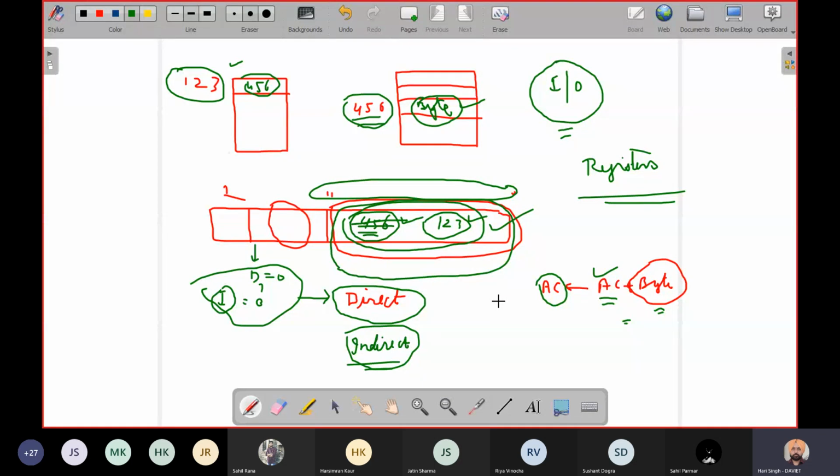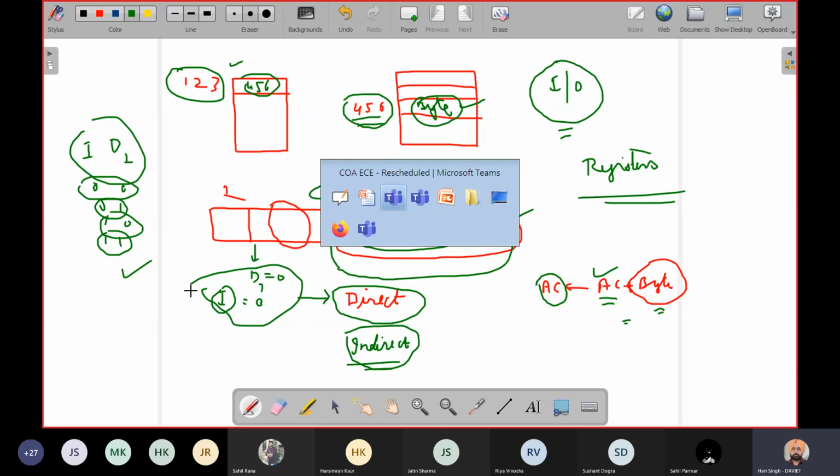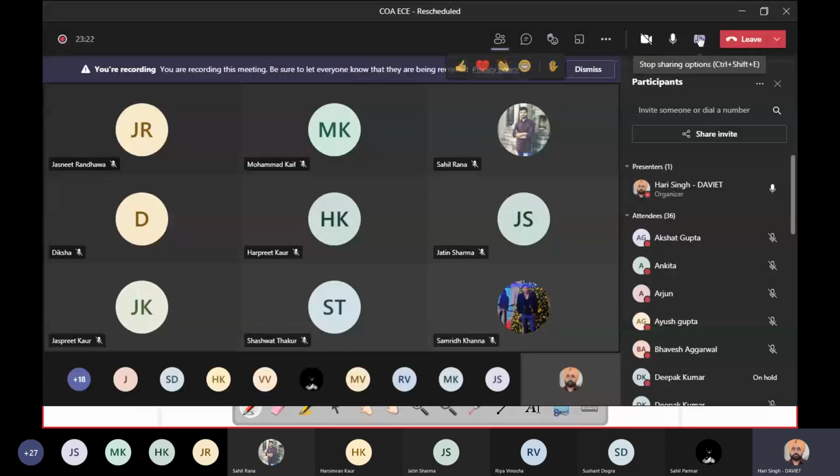So the bits I and D7 decide the addressing mode used. Its combination can be 00, 01, 10, 11. According to this combination, the control logic part of the control unit decides the type of addressing mode being used in the instruction. Okay, let us switch back to the PPT.